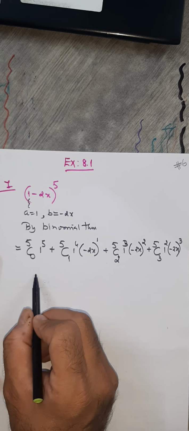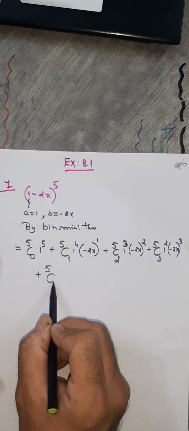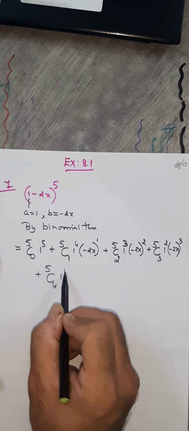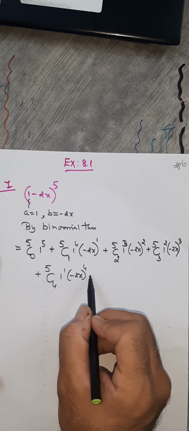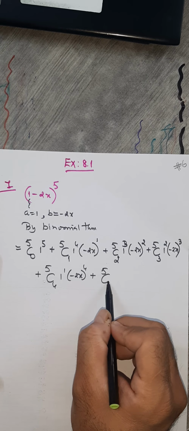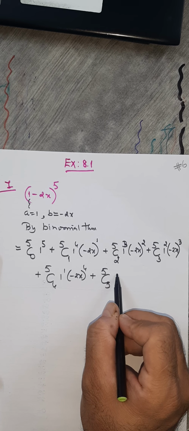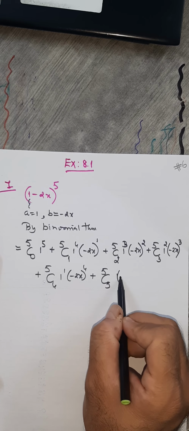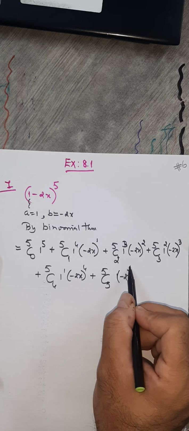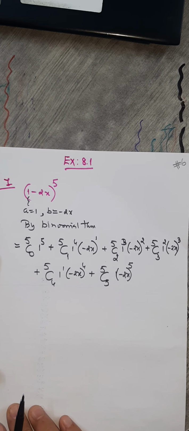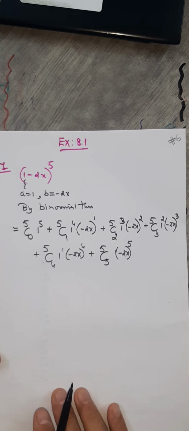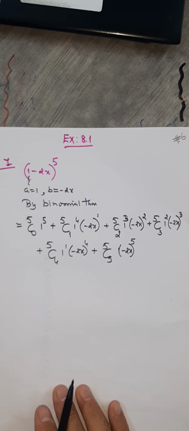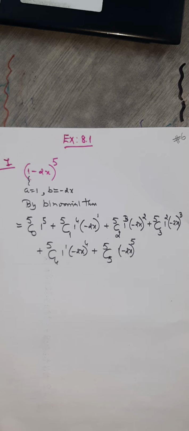Plus 5C4, 1 raised to 1, (-2x) raised to 4. Here it was 3, now it is 4. And last term 5C5. Now we are going to stop. 1 raised to 0, which I am not writing here, (-2x) raised to 5. This is the binomial theorem, remember. Now we just simplify. You cannot leave it like this. Obviously you need to simplify.